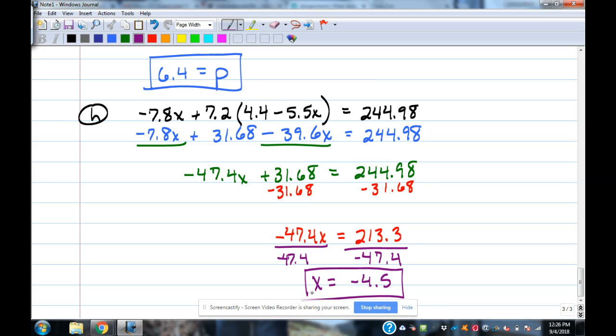It takes a little doing. The decimals make it a little tougher because you just got to deal with place values and things. But the process is still the same.